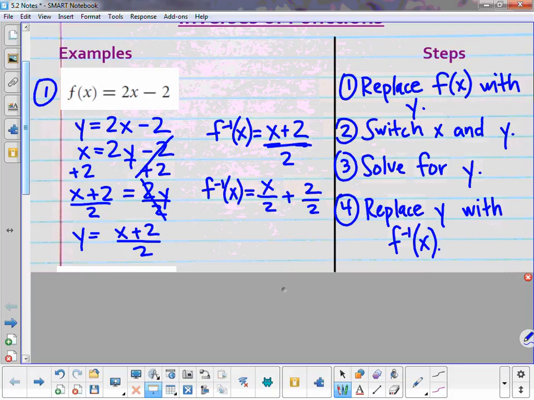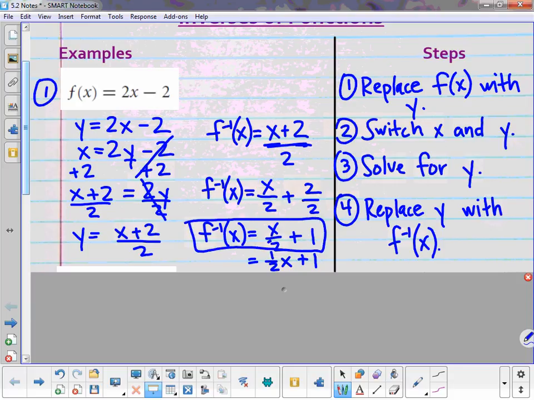And then once we split it up like that, we could simplify the 2 over 2, since 2 divided by 2 is 1. Then our final answer could be x over 2 plus 1. Or another way is, since it's half of x, that's the same thing as multiplying x by 1/2. So either one of those would be correct. So I'm just going to circle that first one, but I just wanted to show you that 1/2 x plus 1 is also the same thing. So those are the steps.